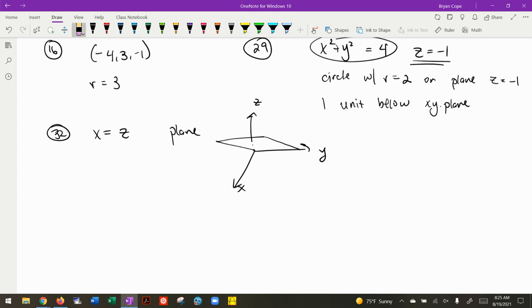Now view that as that diagonal plane coming out toward us. And this plane contains the y-axis, and it contains the line z equals x in the xz plane. Okay, hopefully that was helpful. We can talk more about that in class.